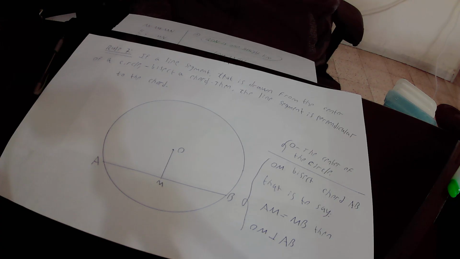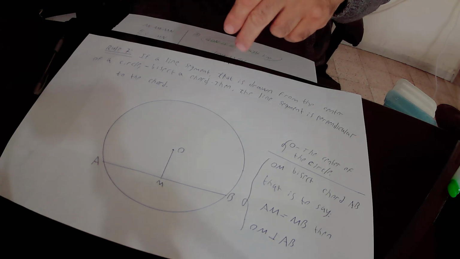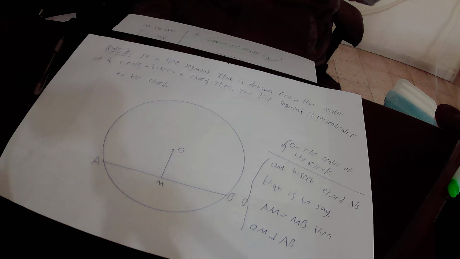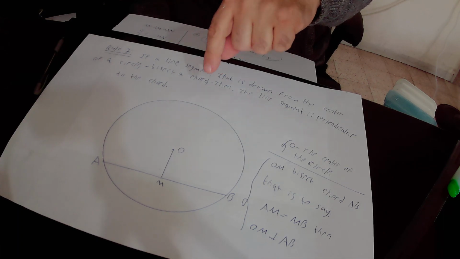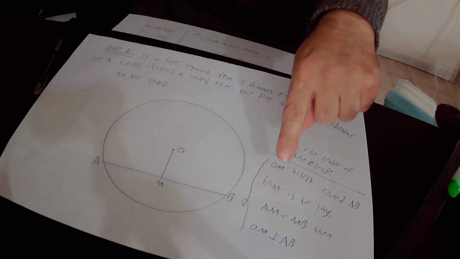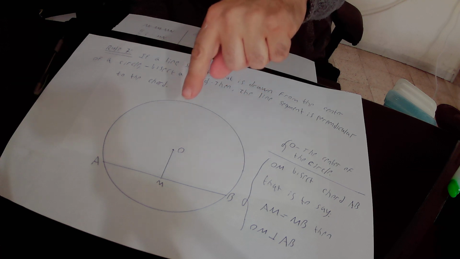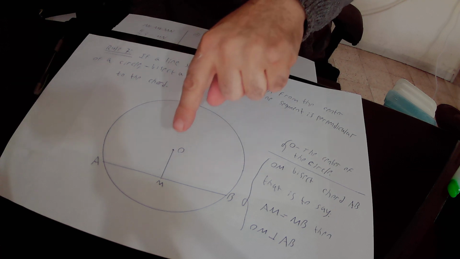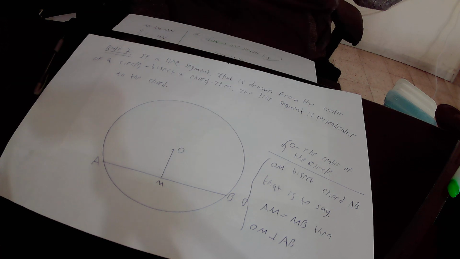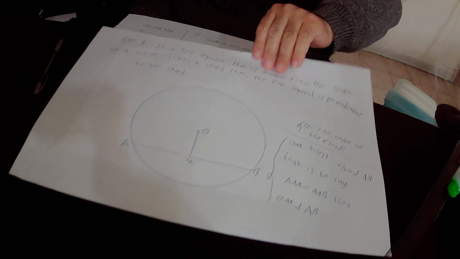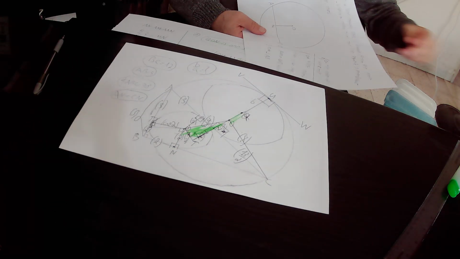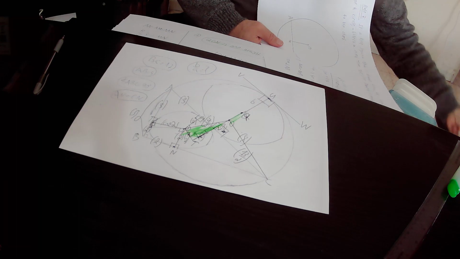So when you draw from the center of the circle any line segment that bisects the chord, it will also be perpendicular to the chord. Because OM bisects chord AB, OM will also be perpendicular to AB. That is to say, this angle equals 90 degrees and this angle equals 90 degrees, according to rule number 7. So we can actually implement rule number 7 in our drawing.